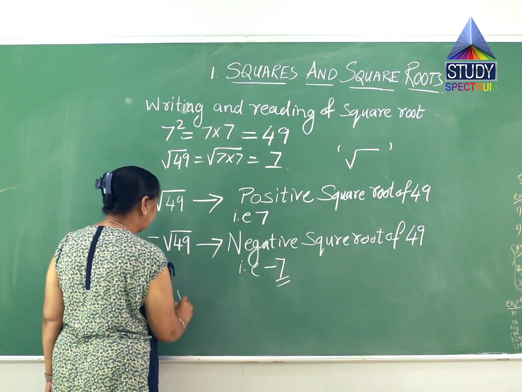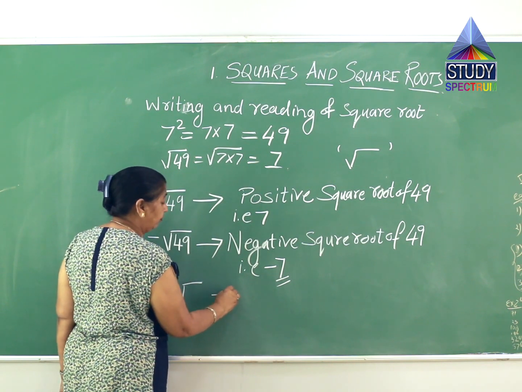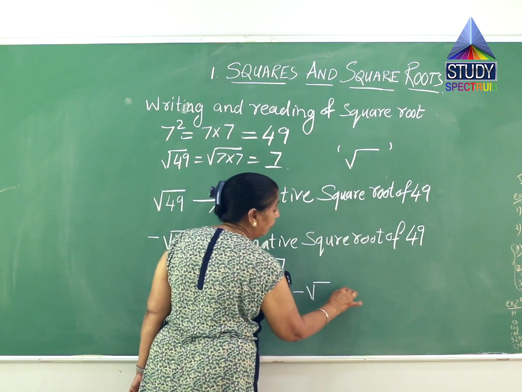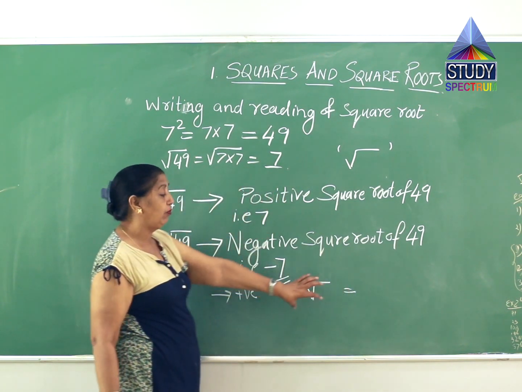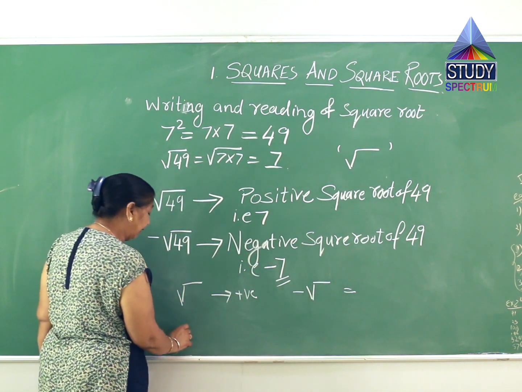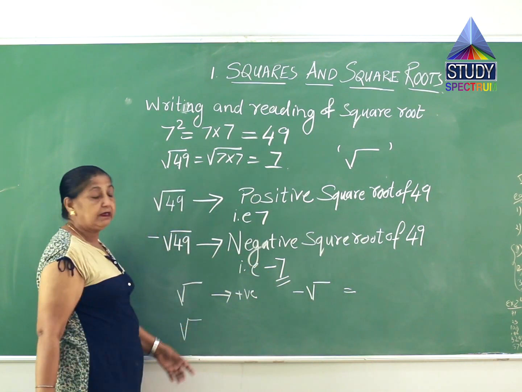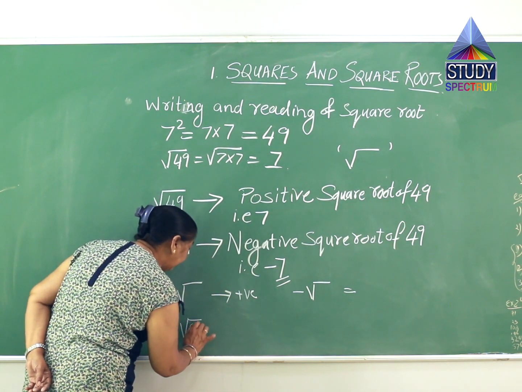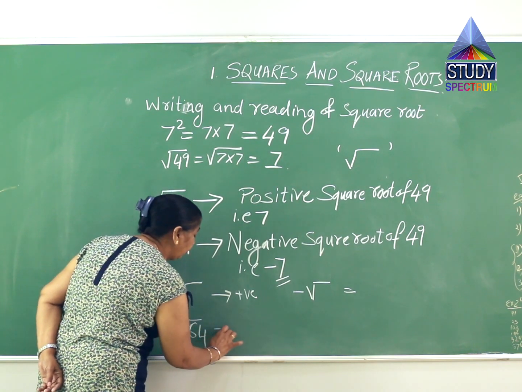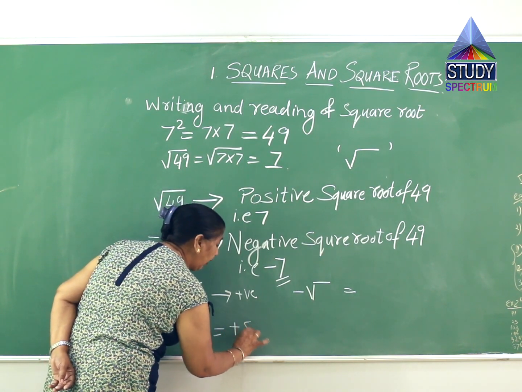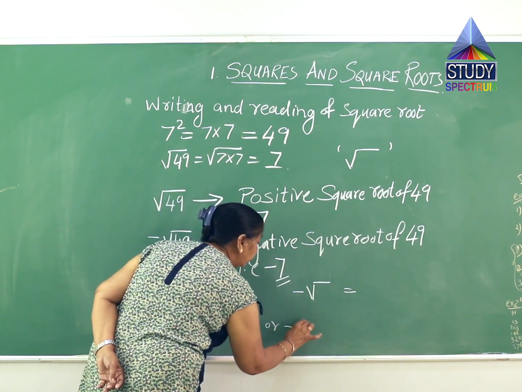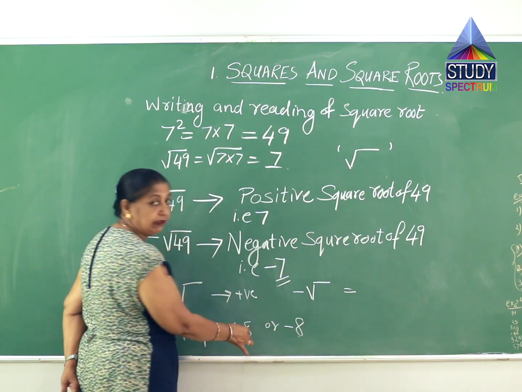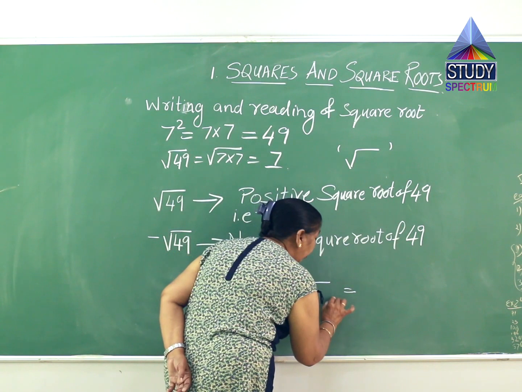So whenever children, we are just given a root sign, we have to take the positive root, and if a minus is given before the root sign, then we have to consider the negative root. By this it is clear that every root is a positive number or a negative number. Suppose I take 64, the root of 64 is either positive 8 or negative 8. So these two numbers are opposite of each other. So two things you have to remember.